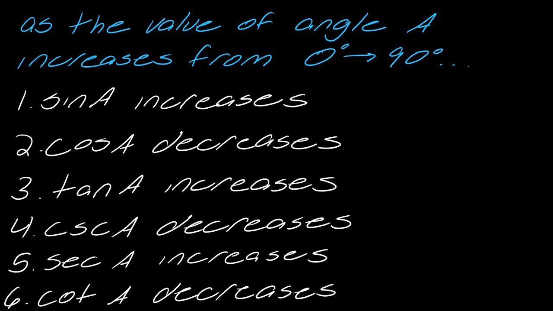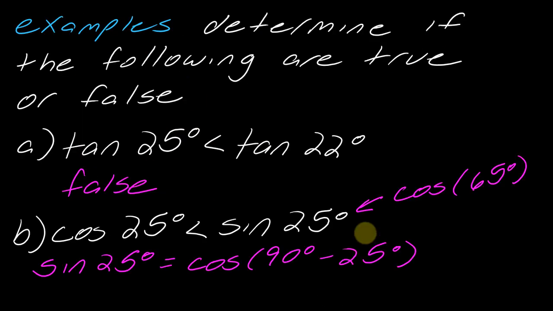Well, we know that as the angle increases, cosine decreases, right? So this would not be bigger. This would actually be smaller than this. So this would also be a false statement. So these are a little tricky and you've got to think through them a little bit.